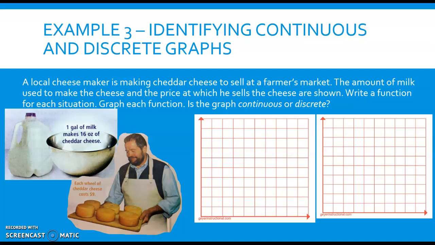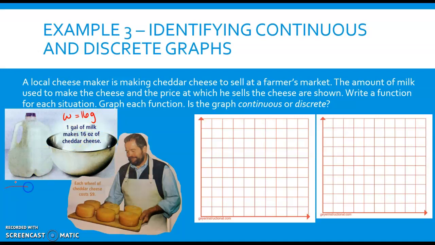The amount of milk used to make the cheese and the price at which he sells the cheese are shown with my lovely cutouts from the book. Write a function for each equation, graph each function, and then we're going to answer, is the graph continuous or discrete? So for the milk, because we have two different functions, right? For the milk, our weight of the cheese is equal to 16 ounces for every 1 gallon of milk. So weight equals 16 times gallons of milk.